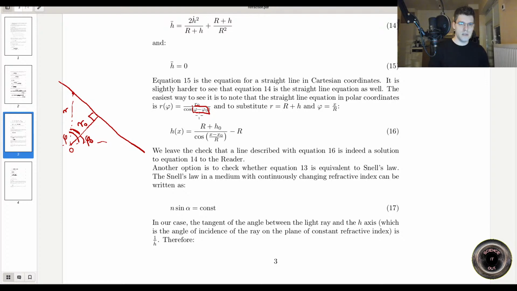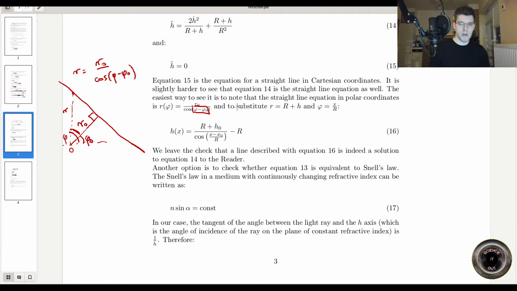It's this term inside the cosine here, and r is just equal to r0 over cosine of this angle, which we just said is phi minus phi 0, and we recover this equation. So this works for all values of the angle phi. So this is the equation of a straight line. Now if we substitute r equals r plus h and phi equals x over r, we get this equation.